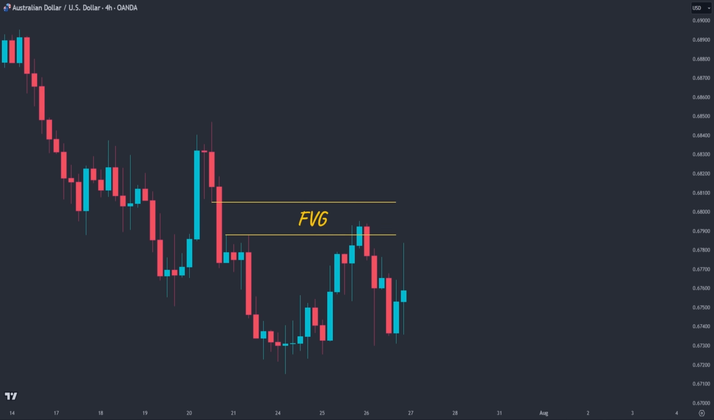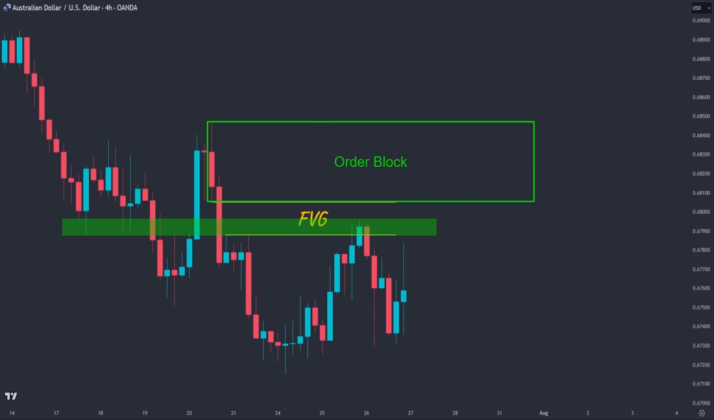Here, we have a mitigated fair value gap area that pushed the price lower recently. If we focus, we can mark this major level of market structure that has acted as both support and resistance multiple times recently. So we have lots of liquidity above this area. We also have an unmitigated order block, which is a great supply area to look for short opportunities.